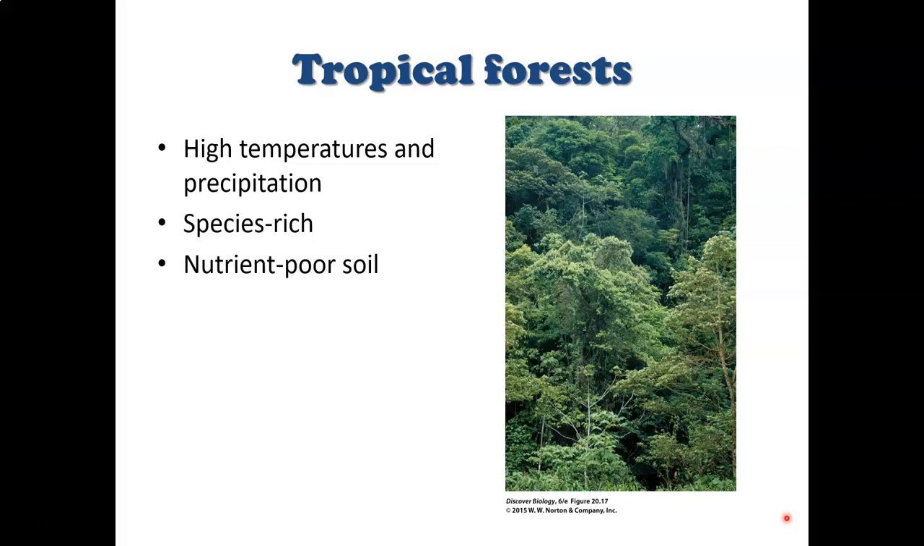So the next year you basically have to cut another patch of the forest and burn it. It's called slash and burn agriculture. You have to slash and burn another section in order for your farm to grow, and then the next year another patch and another patch. And this is why tropical forest degradation is so severe.